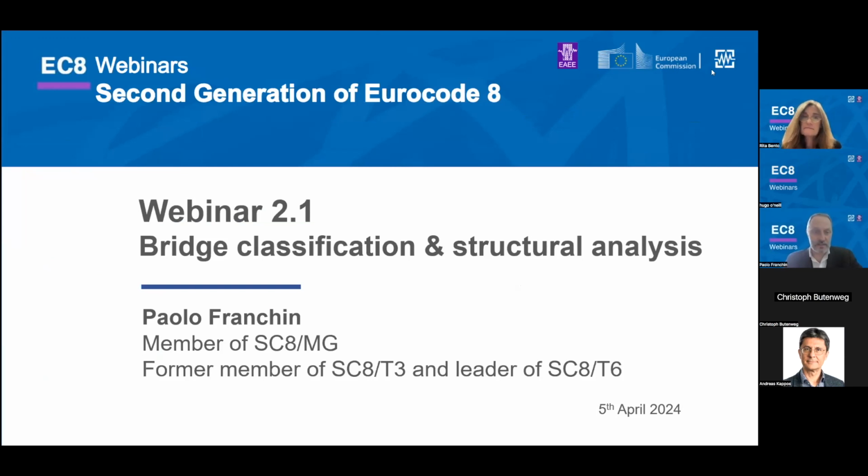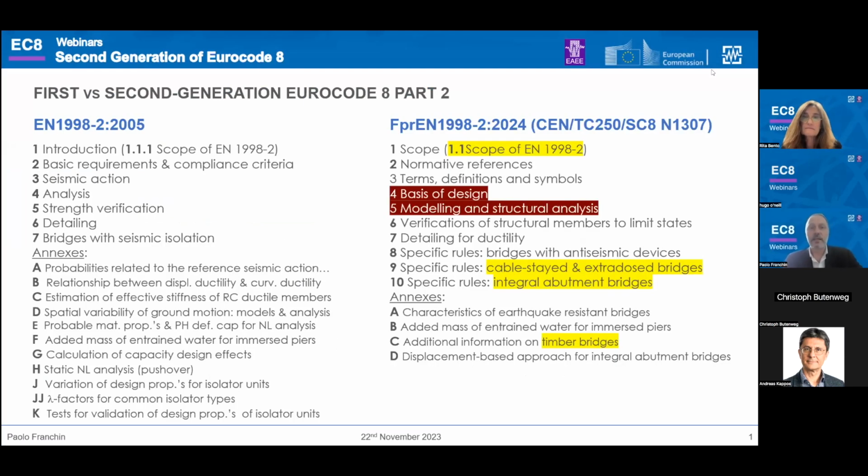The first one, let me start with a comparison, say an introduction to this new second generation part 2. I would like to do that by comparing the table of contents of these 2 documents. And I'm assuming that those that are attending are familiar with the first generation Eurocode 8 part 2.